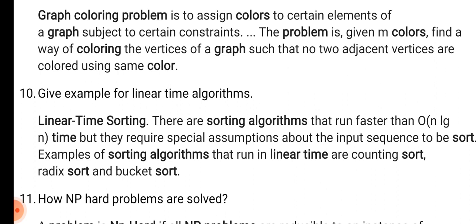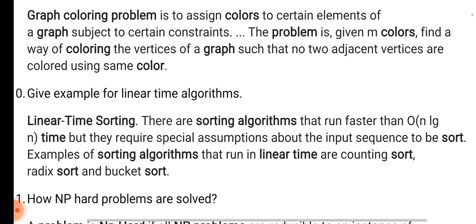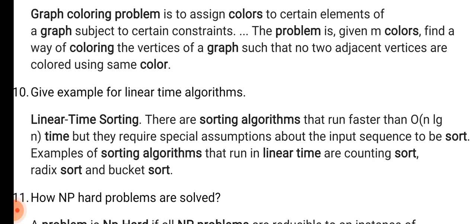Give example for linear time algorithms. Linear time sorting: the sorting algorithms that run faster than big O of n log n, but they require special assumptions about the input sequence to be sorted. Examples of sorting algorithms that run in linear time are counting sort, radix sort and bucket sort.